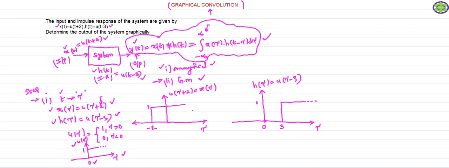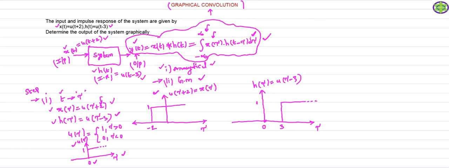So in step 2, if you observe the integral operation, here we have x of tau. We multiply x of tau with h of t minus tau. In the integral operation, we have the multiplication of x of tau and h of t minus tau, and the product of the multiplication we are going to integrate between minus infinity and plus infinity with respect to tau. You just observe the integral operation.